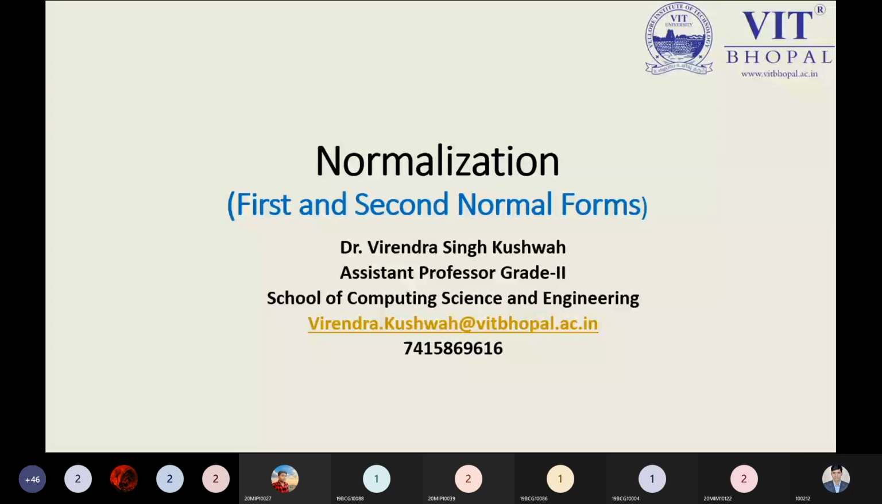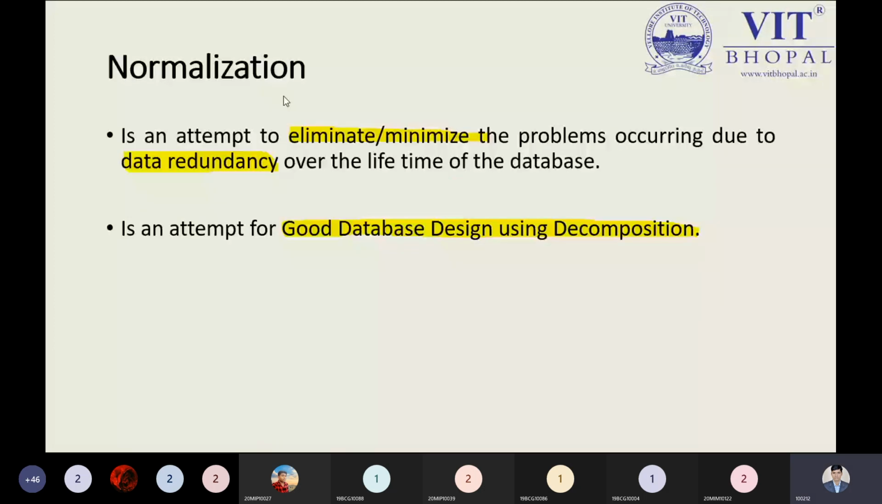Normalization, as I told you, is to eliminate or minimize the problems occurring due to redundancy. That is a good point our students told us. And we have to design a good database instead of a bad database.